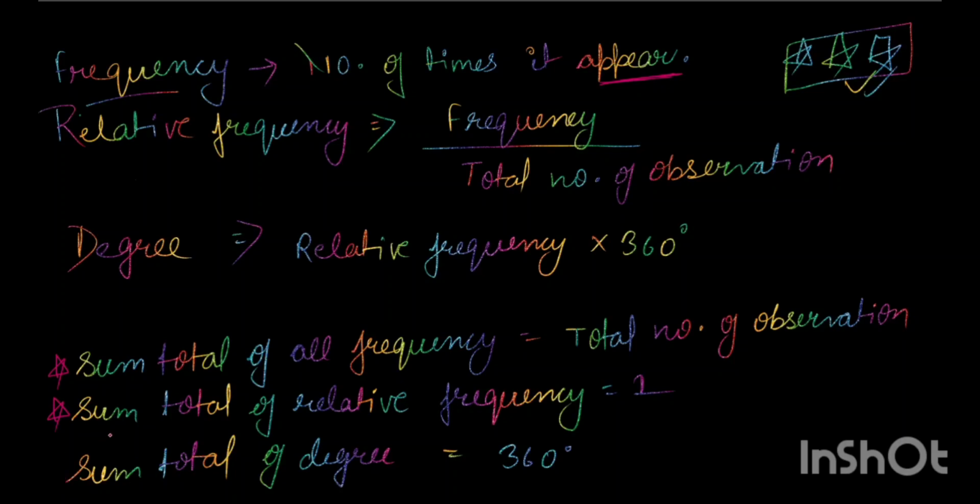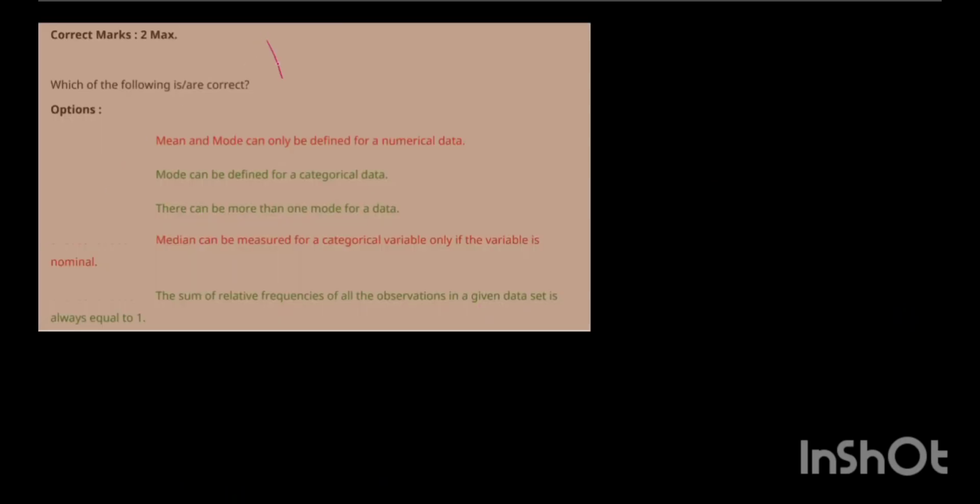Sum total of all frequencies is equal to total number of observations, and sum total of relative frequencies is equal to 1, and sum total of degrees is equal to 360 degrees.